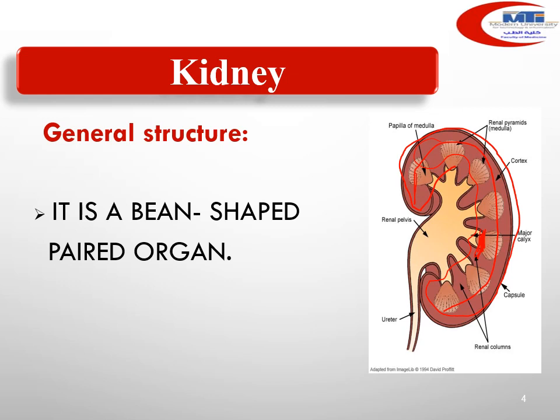The medulla appears light gray, and it is formed of renal pyramids, and their apex is directed towards something called the renal pelvis. This is the renal pelvis. All of this area is called the renal pelvis. So the medulla is formed of pyramidal structures directed towards the renal pelvis.